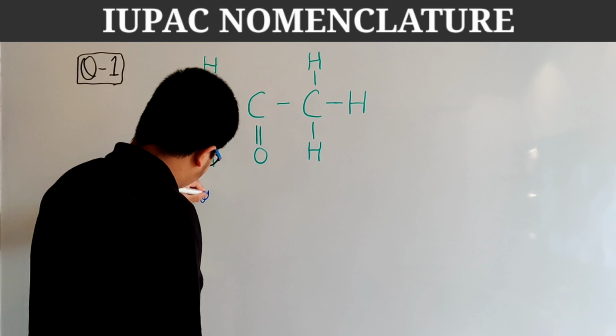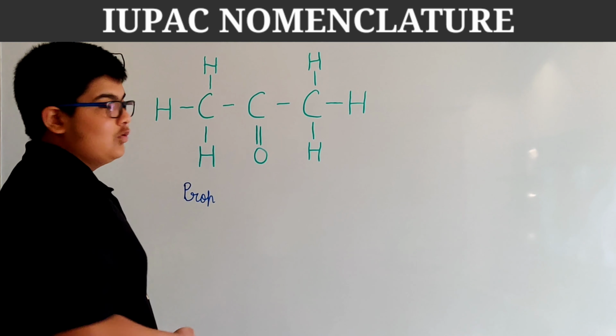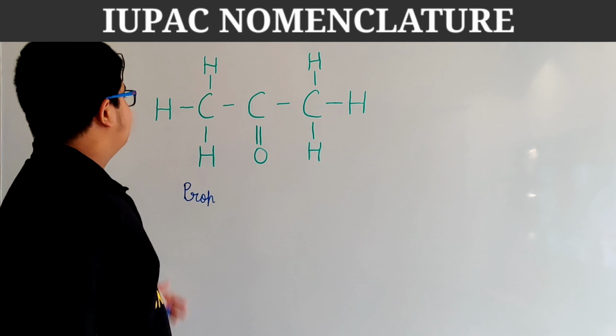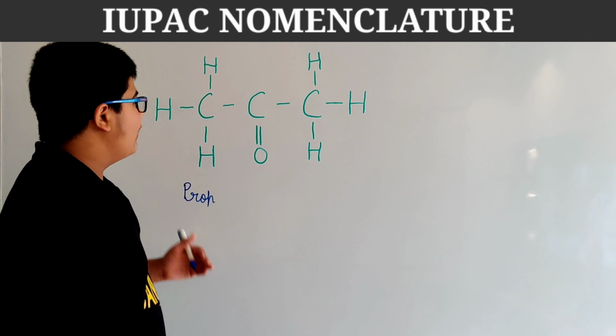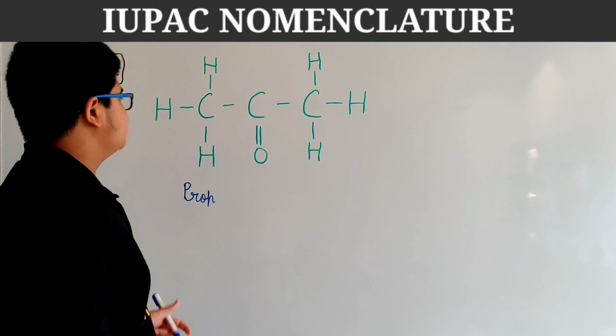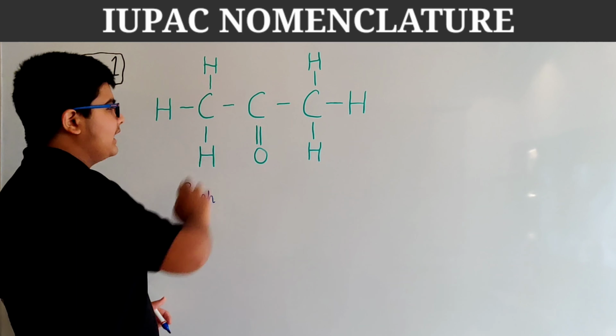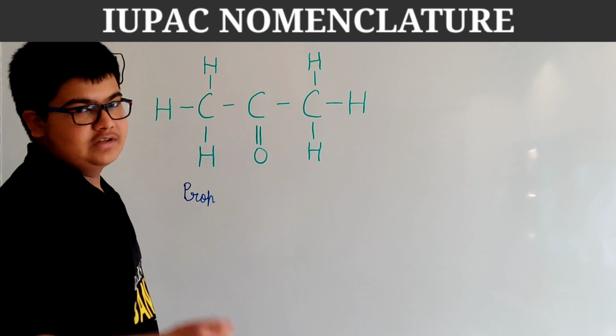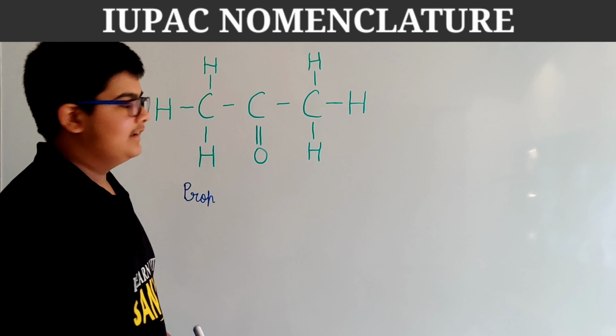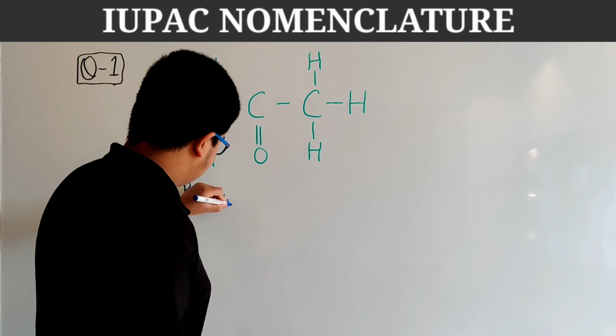So we will write prop. Now let's discuss step 2. In step 2 we have to see how many bonds are there between the carbon atoms. You can see that between all carbon atoms single bonds are there. Single bond means that it is alkane. So, ane.